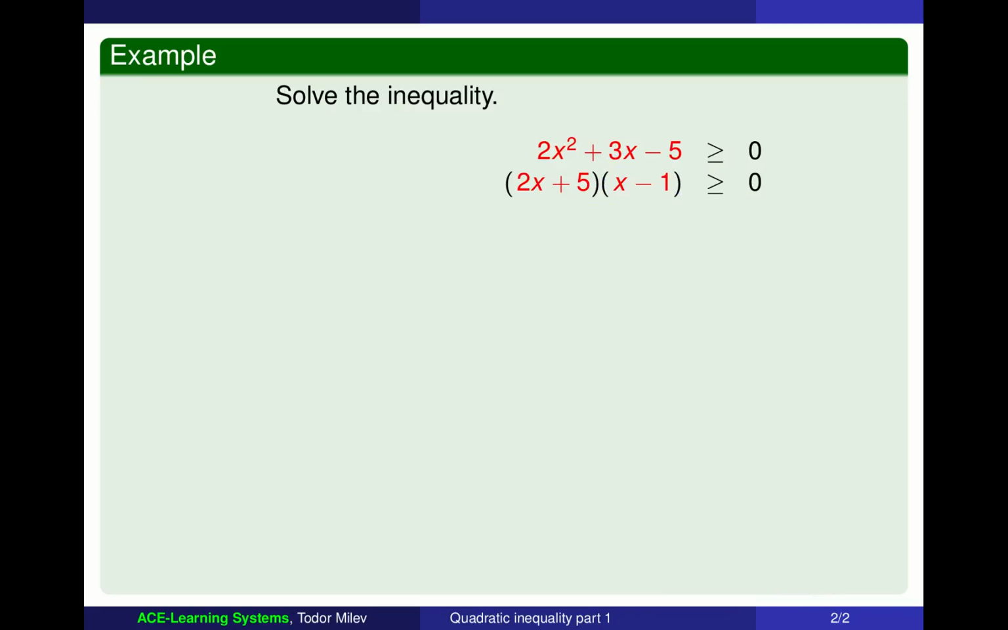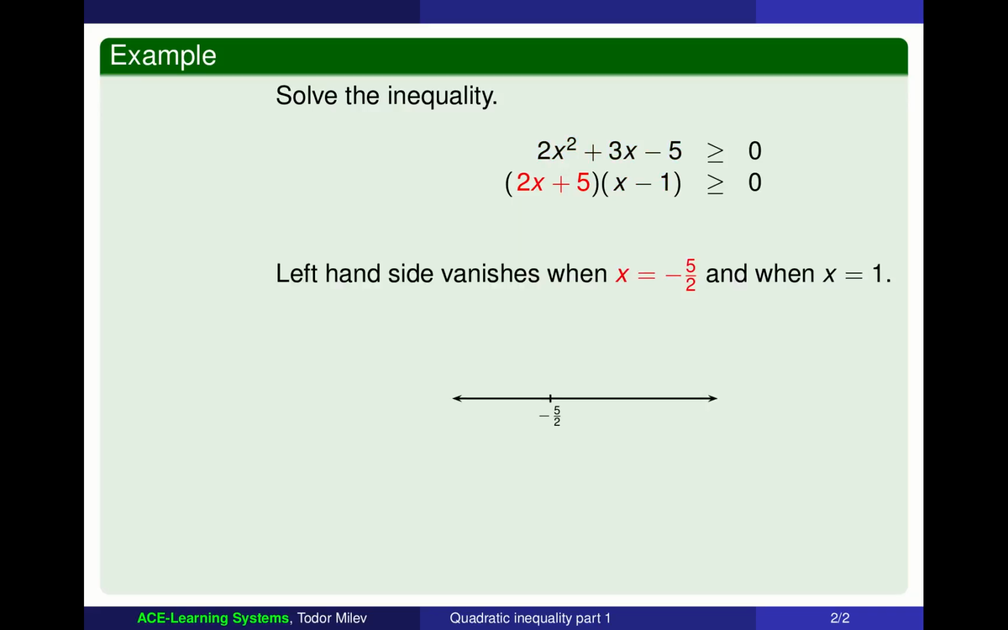So now let's proceed. We got 2x plus 5 times x minus 1 greater than or equal to 0. The left-hand side vanishes either when 2x plus 5 is equal to 0, which means that 2x is equal to negative 5, which means that x is equal to negative 5 halves.